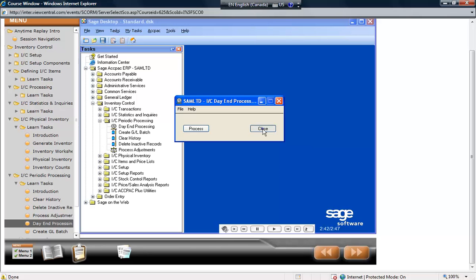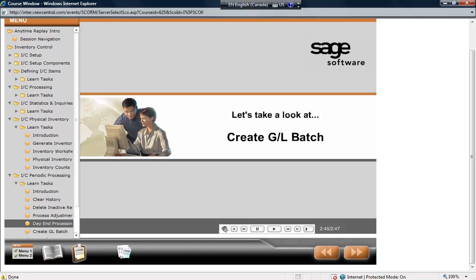Let's take a look at the Create GL Batch icon.